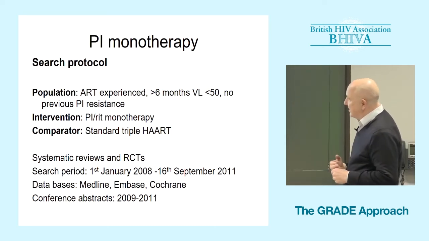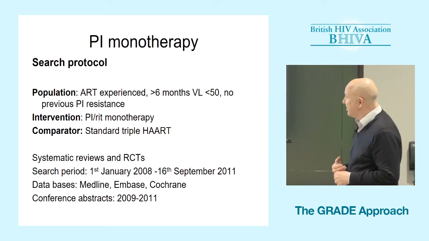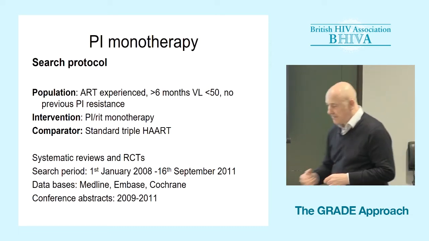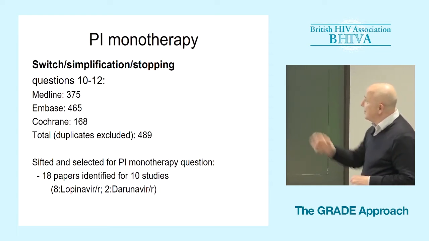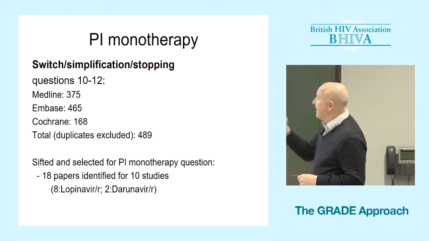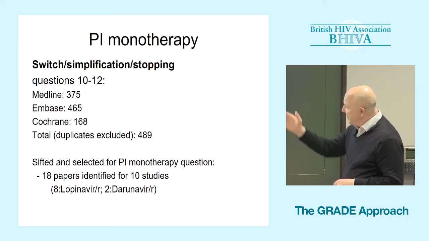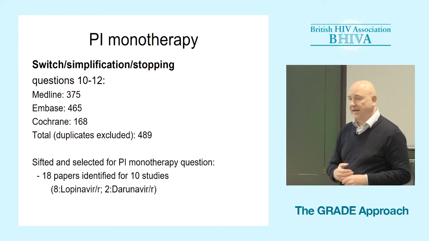We did a systematic review and RCTs were included in the literature search. The search period was defined, and we defined the databases, and we also included conference abstracts. So within this particular question and two others, we identified 489 studies that might be appropriate to this question. They were then sifted down to identify 18 papers which identified 10 studies, 8 for lopinavir and 2 for darunavir. And those were then critically appraised and placed in the GRADE tables.